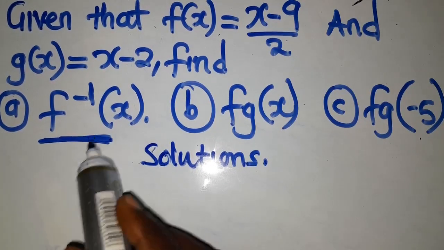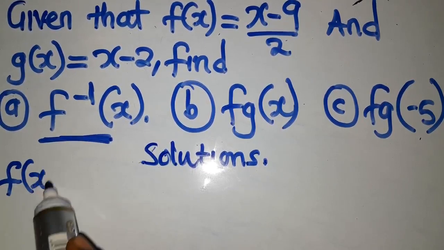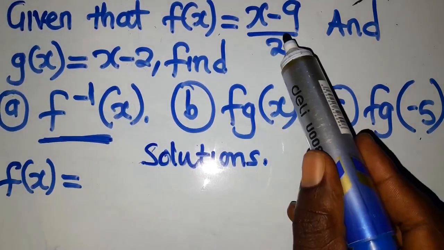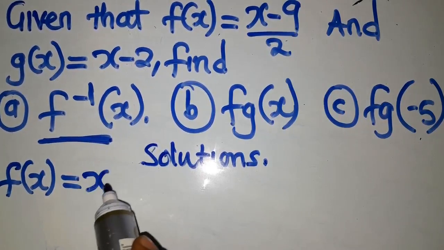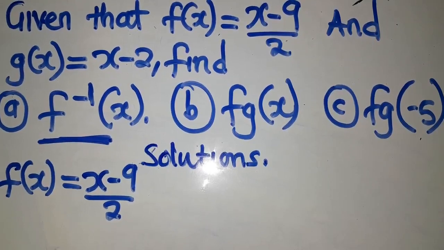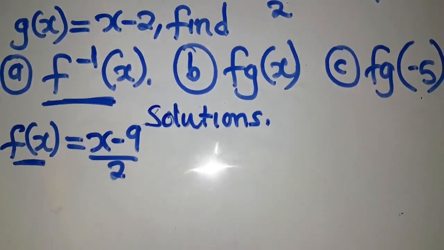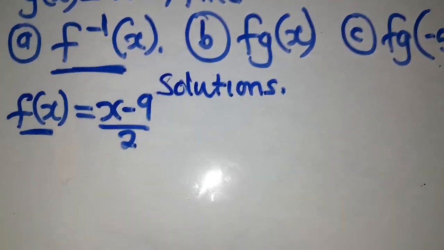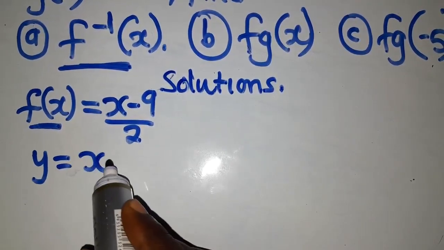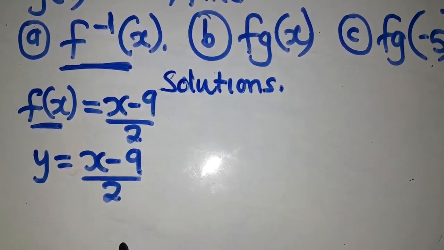You ask yourself, where is this function f coming from? So f of x is equal to, where is f of x? F of x is that one, which is (x minus 9) over 2. That's what you are given. Then where there is f of x here, you need to put a y. You can put any letter, but we normally put a y, where we say y is equal to (x minus 9) over 2.